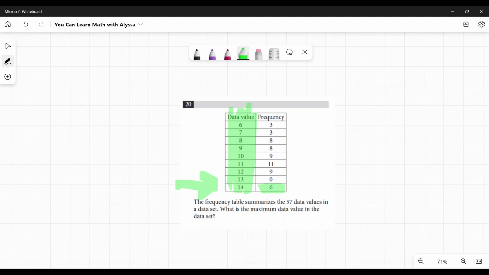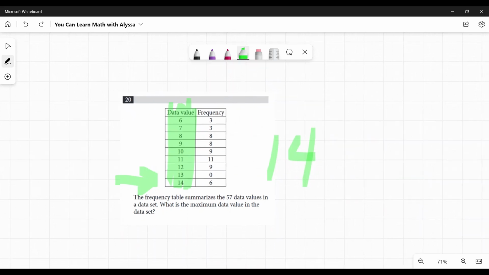And let's make sure it is included. There is at least something in the frequency. It's just a double check. But yeah, 6, it is there. So 14 is the biggest number. That's all you need the frequency for, is just to double check and make sure they didn't try to be sneaky and put a 0 there and like, oh, it's not actually part of the data values.